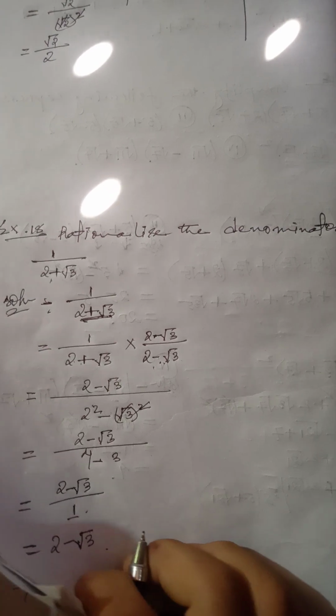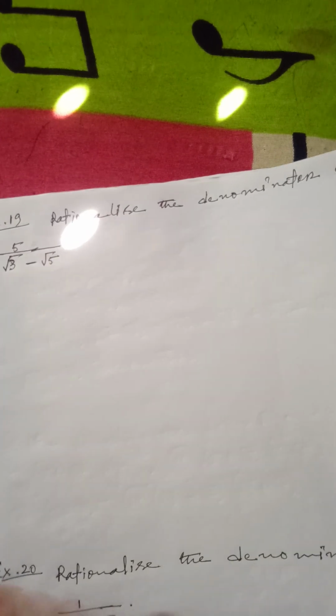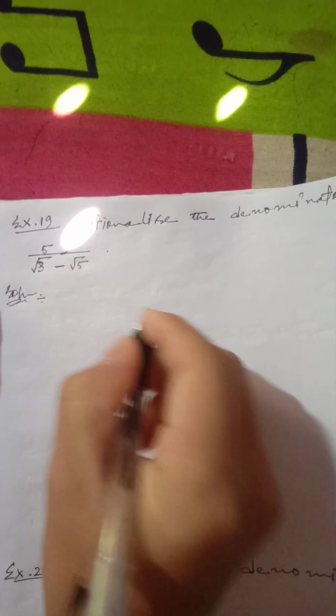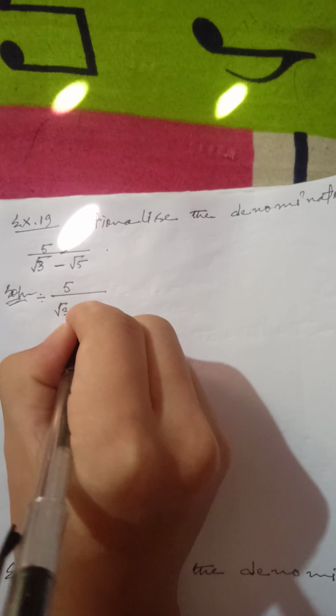Let us move to example 19. So what do we have in example 19? Rationalize the denominator of 5 divided by root 3 minus root 5. Solution: 5 divided by root 3 minus root 5.